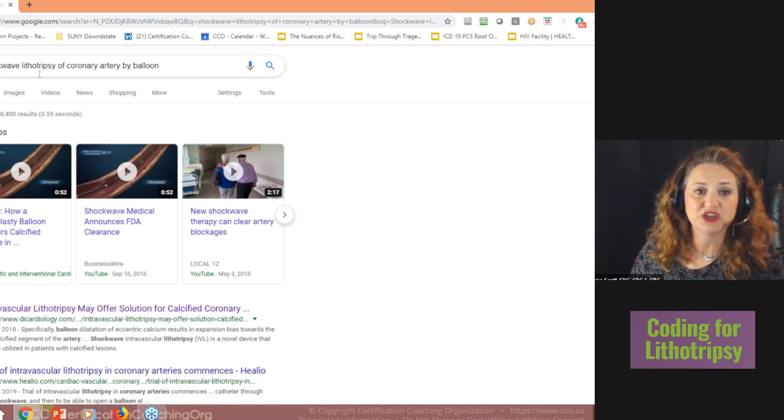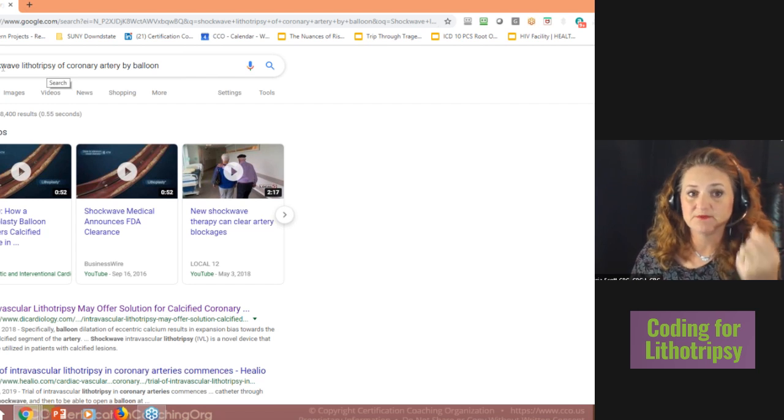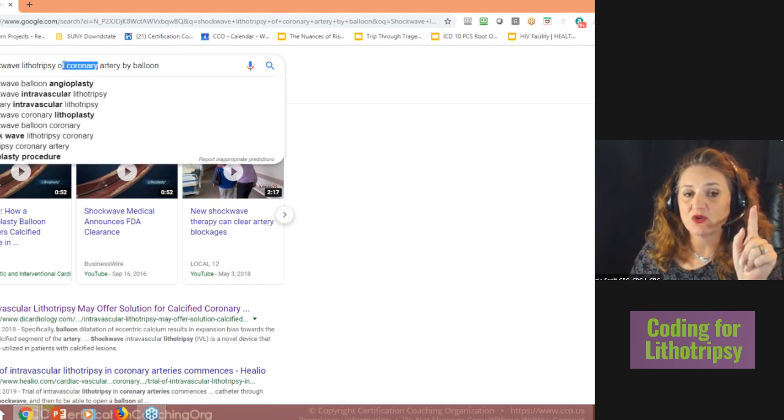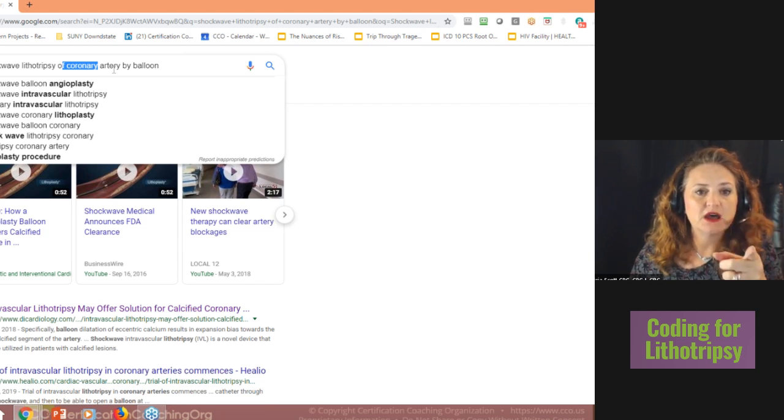Shockwave lithotripsy. So your keywords are going to be lithotripsy, coronary, and shockwave. You may take out coronary and just do artery, but for us, it's going to be peripheral, right, is ultimately the procedures we want to look at. Notice here other options: lithotripsy, coronary artery, lithoplasty procedure, you don't want that.